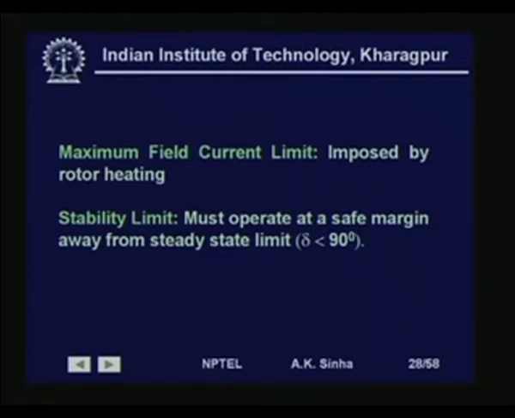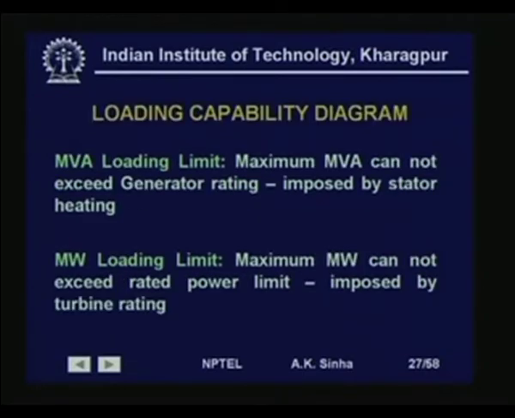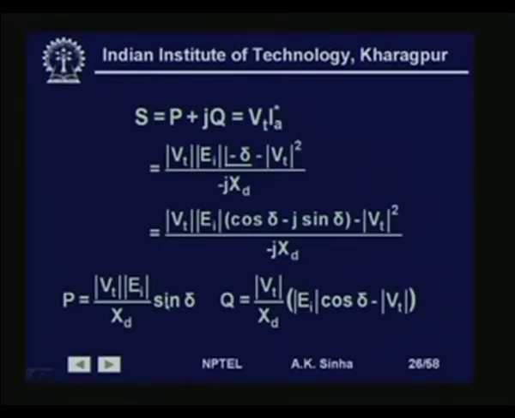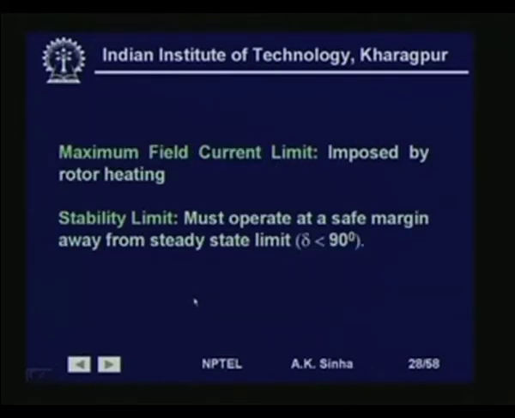Stability limit, this is basically a dynamic aspect, that is generally we cannot allow this machine to work beyond a delta angle of 90 degrees. If you see here, the maximum power that we can get out from the machine is when delta is 90 degrees. In fact, for practical purposes, we cannot work this machine more than normally around 15 to 20 or maximum 30 degrees.